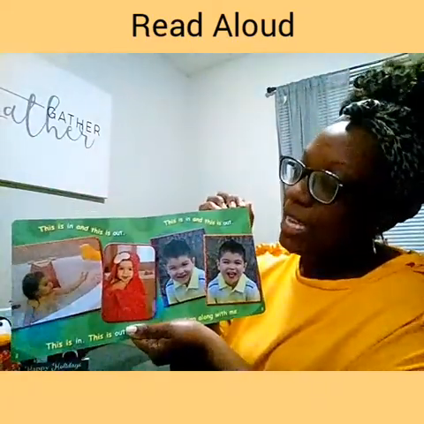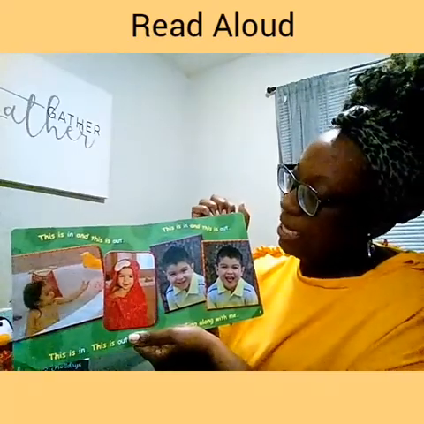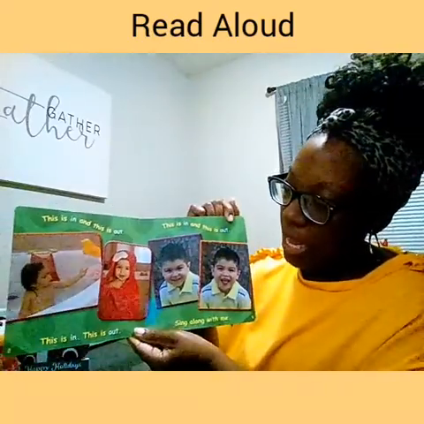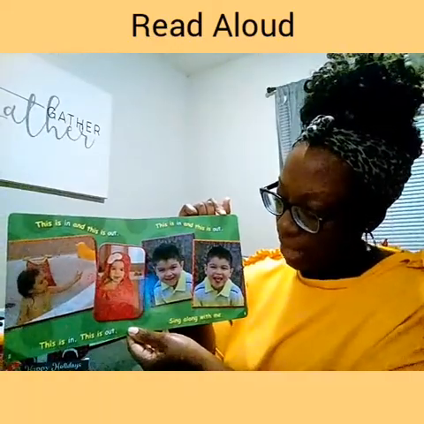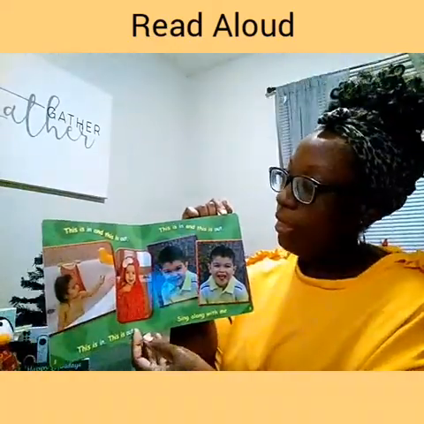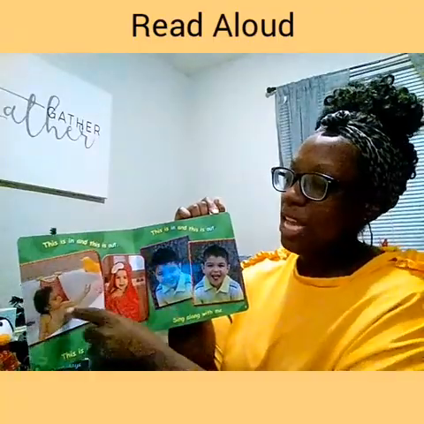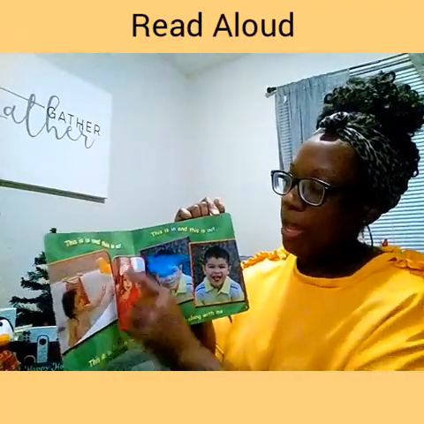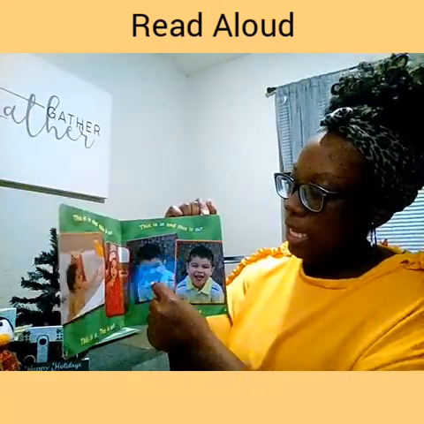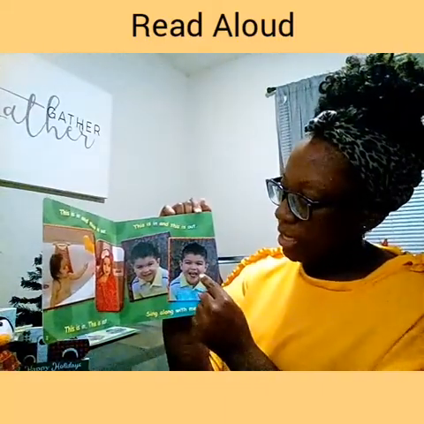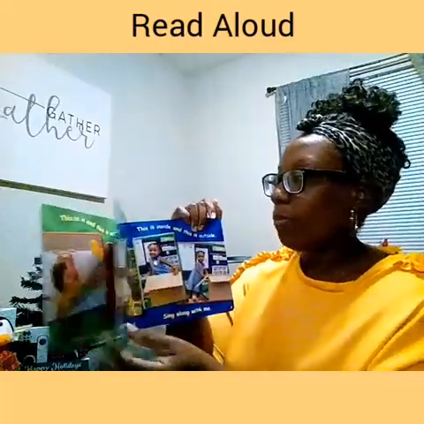This is in and this is out. Sing along with me. So as you can see, she's in the tub and out of the bathtub. His tongue is in his mouth. His tongue is out of his mouth.